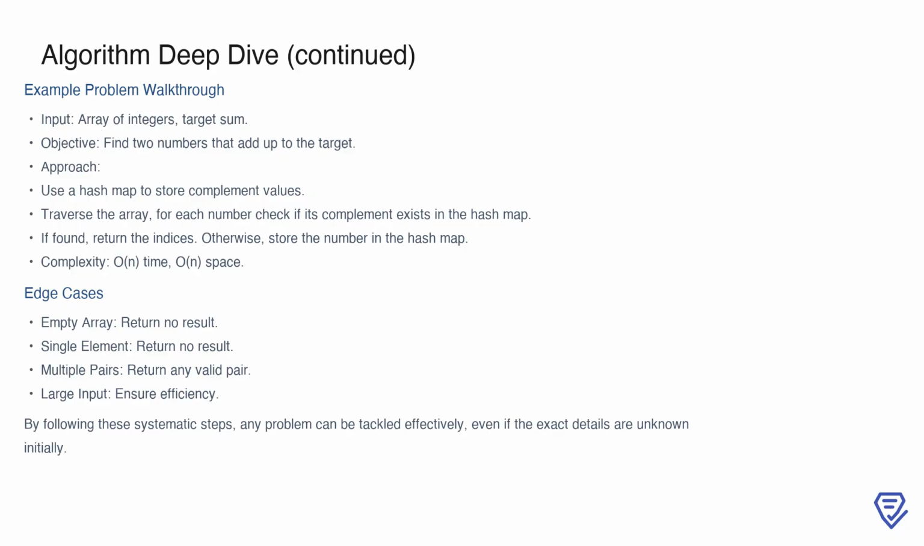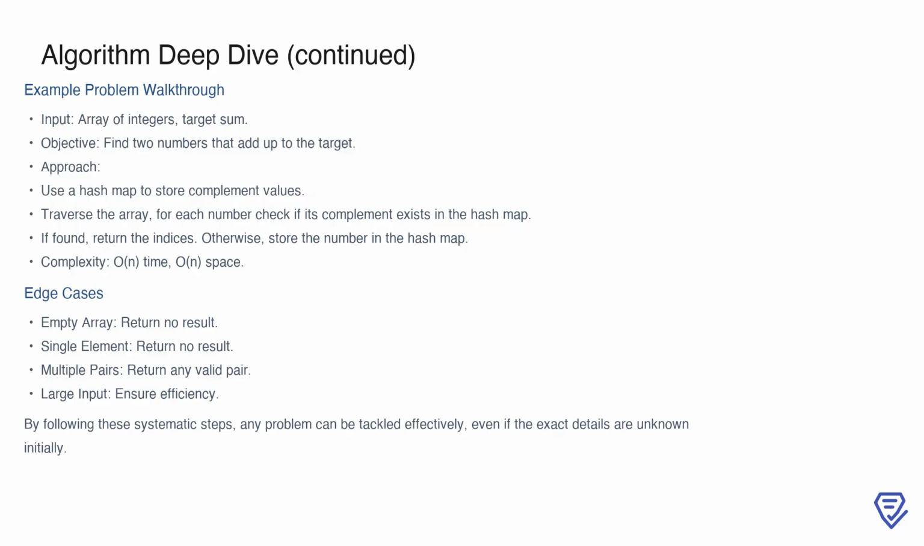As we traverse the array, for each number, we check if its complement, the value that would sum to the target, already exists in the hash map. If it does, we return the indices of the current number and the complement. Otherwise, we store the current number in the hash map and continue. This approach has a time complexity of O(n), since we make a single pass through the array, and a space complexity of O(n) for the hash map.